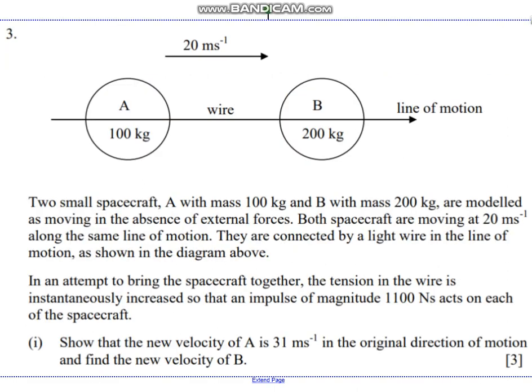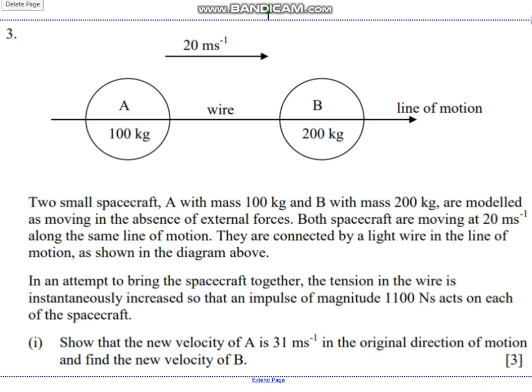Alright, so now on to question 3, where we go from cute cats to science fiction spaceships and all of that stuff. Here's our situation. We've got A 100 kilograms, B 200 kilograms. They're moving this way, but they want to bring the two spaceships together. There's a wire between them, so by some mechanism there's a tension in the wire, and that puts an impulse of 100 newton seconds on both of these spacecraft. We've got to show the new velocity of A is 31 meters per second in the original direction of motion, and find the new velocity of B.